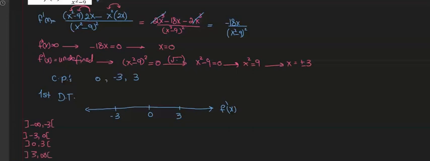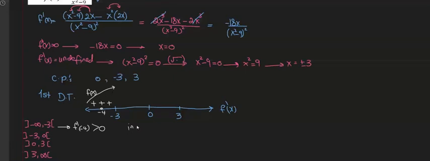The point that we might pick here after the negative 3 might be negative 4, right? So f dash of negative 4 is going to be what? It's going to be positive, greater than 0. So it's going to be positive in this interval, which means that the f of x is what? If f dash is positive, it means that it's increasing.